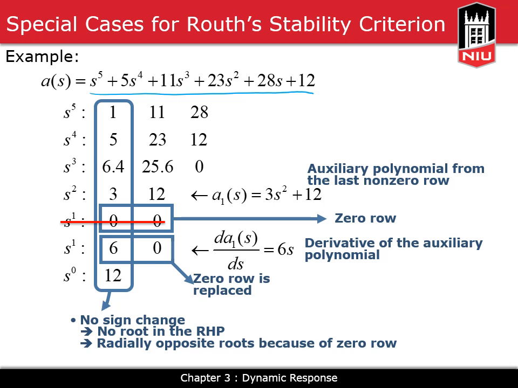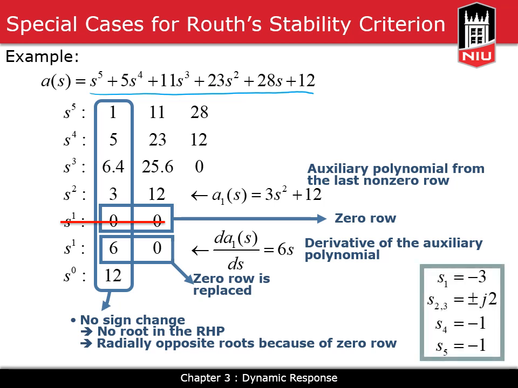Because there was a row of zeros, we must have radially opposite roots. So again, this is like the previous example. No poles in the right half plane, but there are radially opposite poles. That means there should be at least two poles on the j omega axis. If we use MATLAB or a calculator to find the roots of the characteristic equation, we will find that two of those are at positive j2 and negative j2.